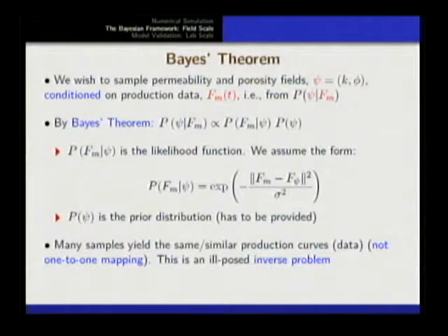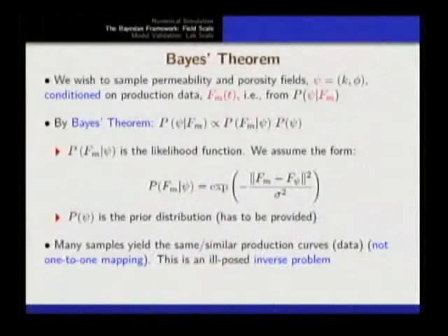And in order to be able to use this for practical purposes, we have to somehow specify the prior distribution that should contain static information. For example, if we know the permeability and porosity at a few locations where we have wells, this is the type of information that should also be built into the prior.